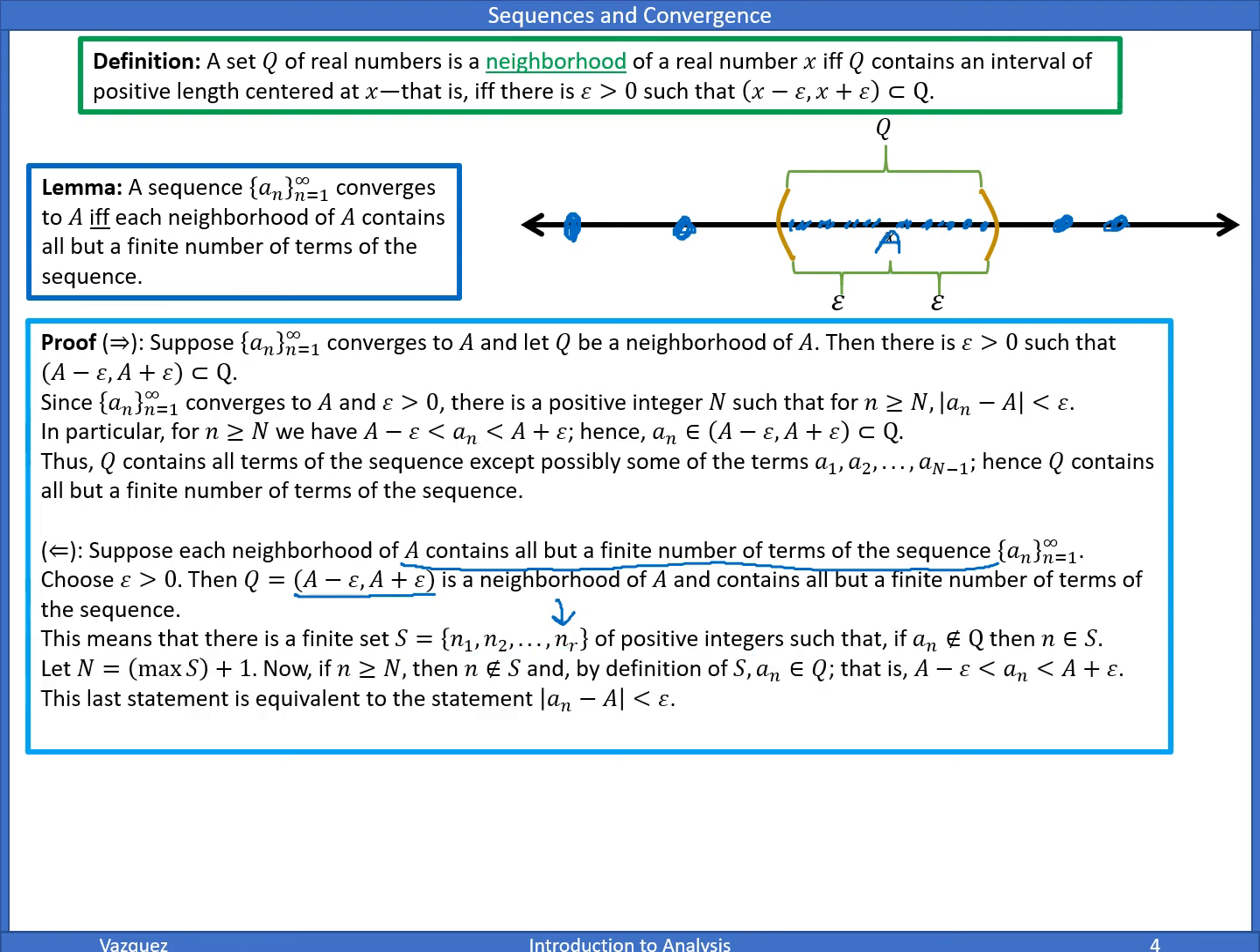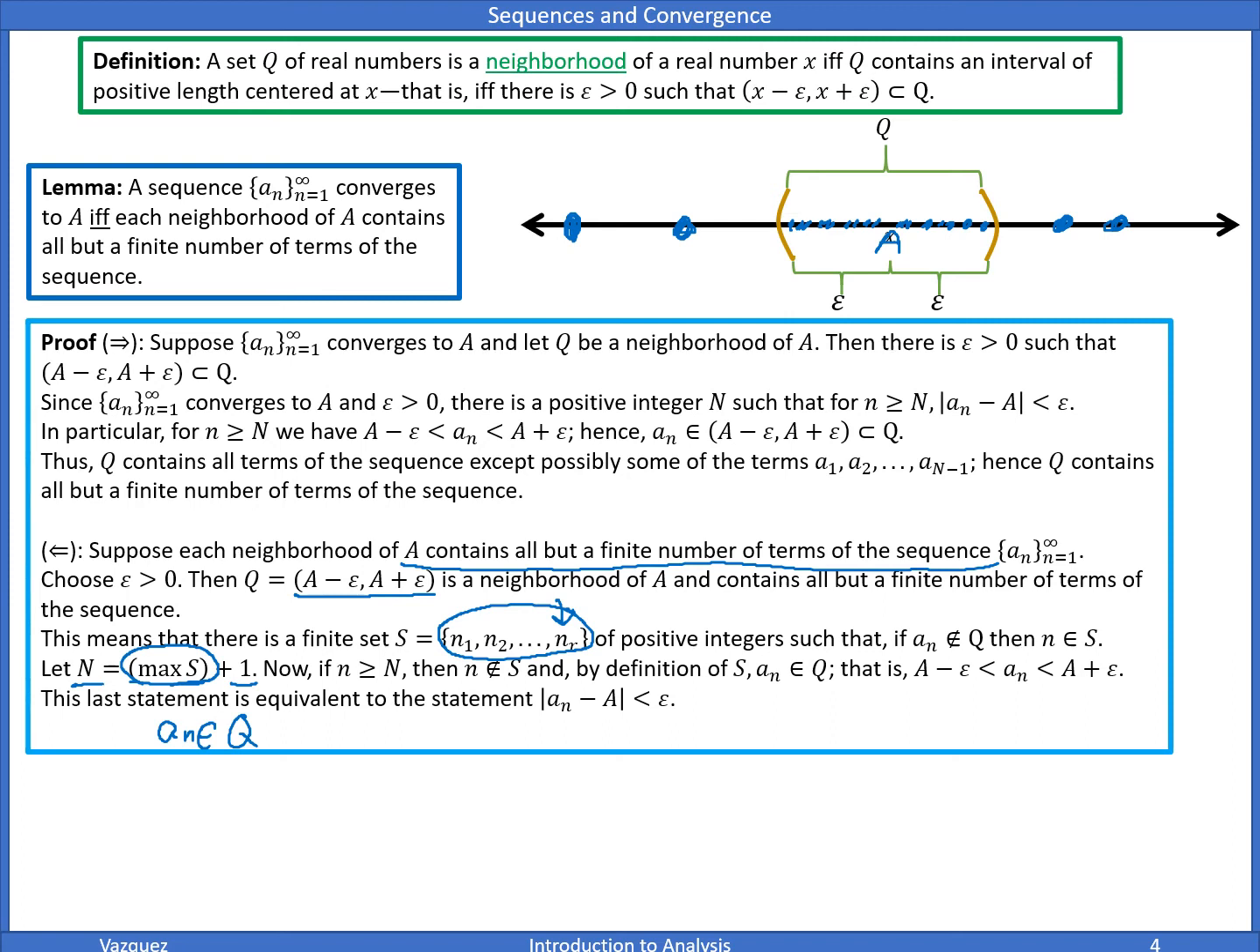So we're going to let N be the maximum of this set. If we let big N be the maximum of S plus 1, that means it's going to be part of our sequence a sub n that is within our epsilon neighborhood of A. Why? Because the maximum of S was the last point that wasn't part of the epsilon neighborhood. But once we add 1 to it, we get to the point that begins to be in the epsilon neighborhood of our limit point.